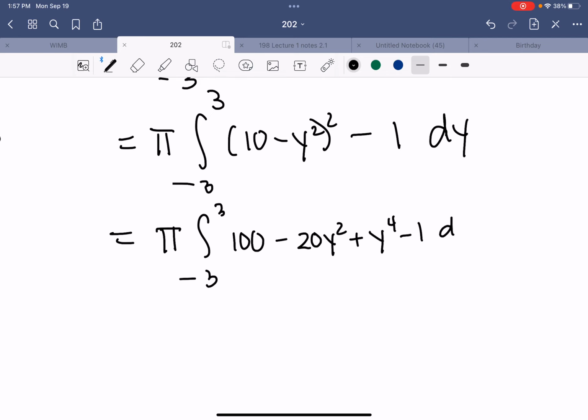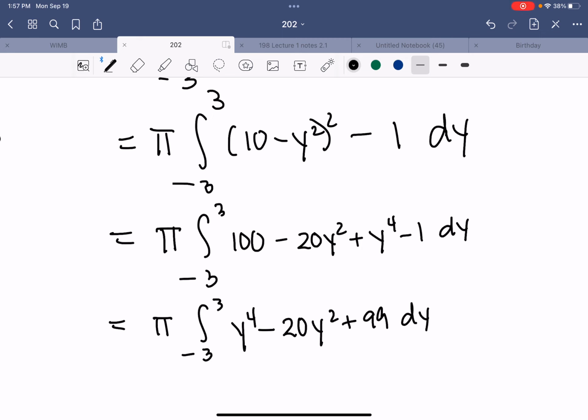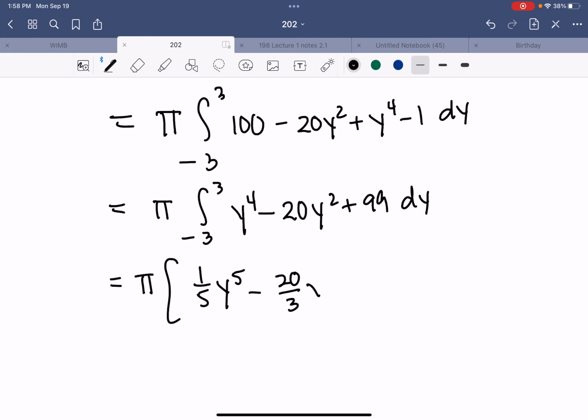Combine like terms. Let me put them in order: y to the 4th, minus 20y squared, plus 99 dy. Now we find our antiderivative: 1/5 y to the 5th, minus 20 over 3 y cubed, plus 99 times y, evaluated from -3 to 3. And then we're just plugging in values.